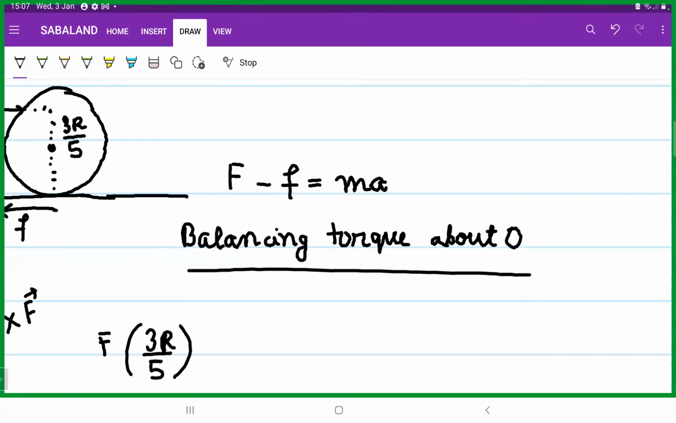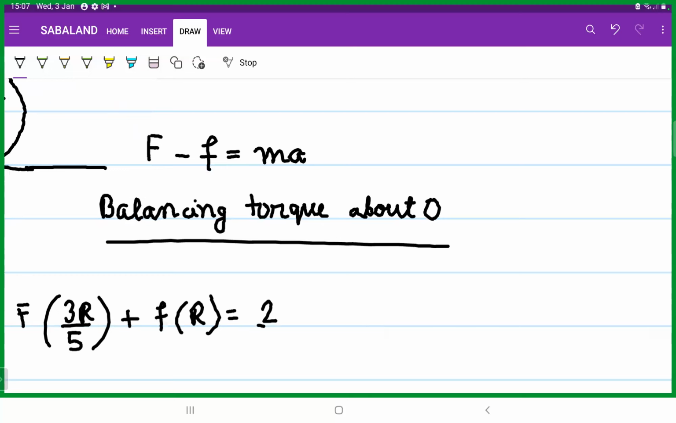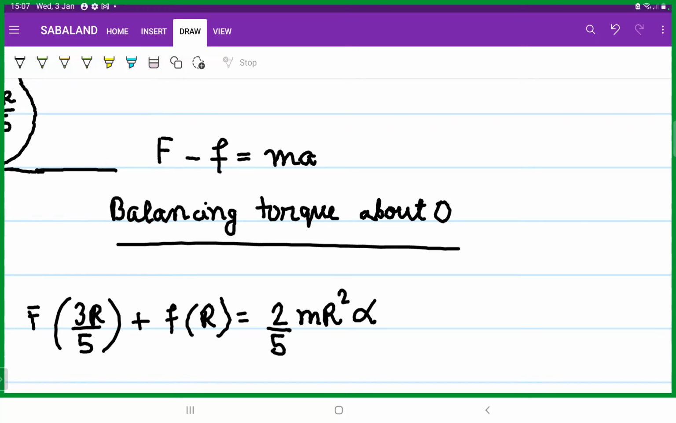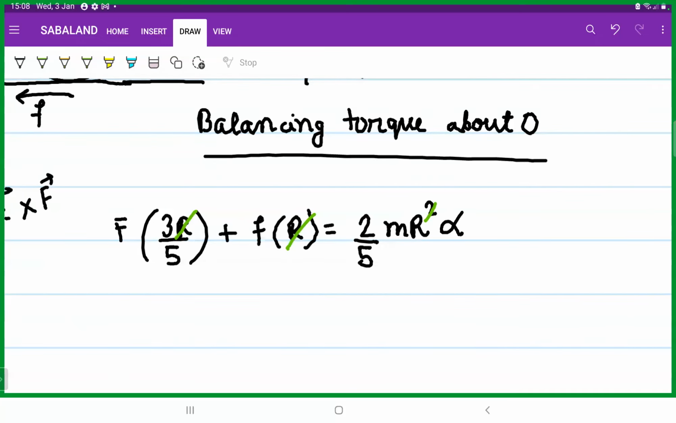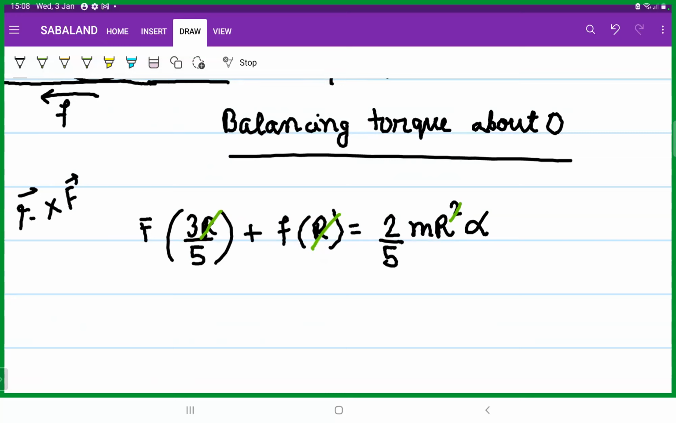The moment of inertia for a solid sphere about the center of mass will be 2 by 5 mr square. For a hollow sphere, it is 2 by 3. These are things which you should remember for mains. You cannot afford to waste time deriving these in the exam hall. So we have cancelled the redundant terms, and this is what it will look like. We will now have two equations, and we can easily solve for friction and the value of force.